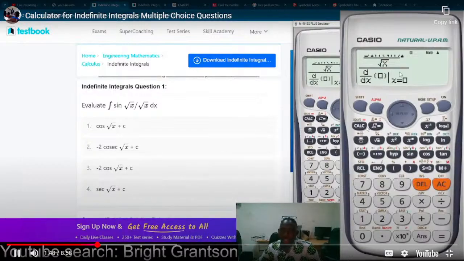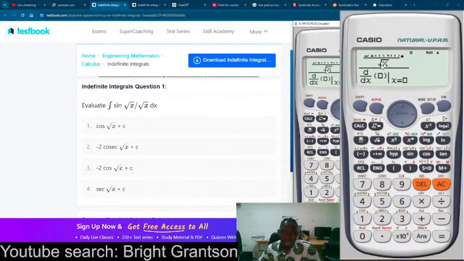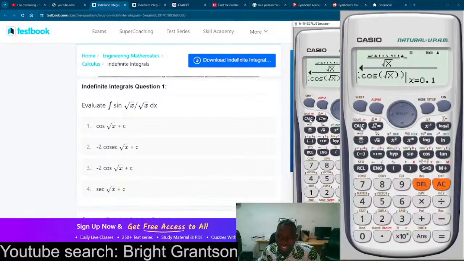But this time around, after we are done, we are going to put 0.1 as the substitution for x. And that 0.1 will work for only the numerator. The numerator is the question. Evaluate sine root x over x dx. So we write that function. Then we try any of the objectives. Let's put another bracket inside here. So let's see cos of root x. Now we set the integral element to 0.1. Then we press this button, the CALC.